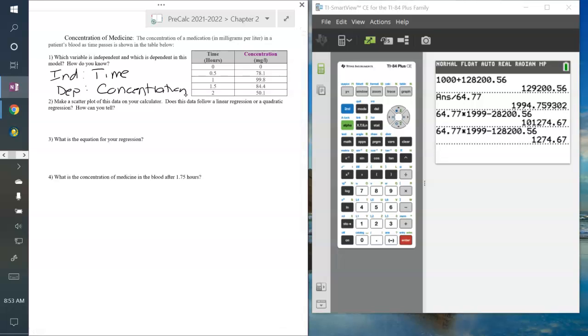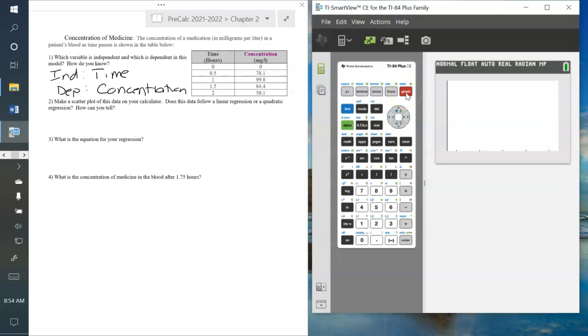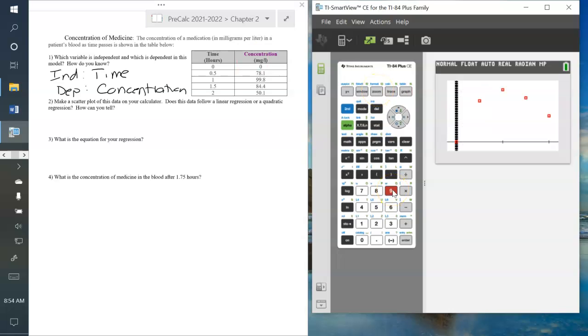All right, pause your video and make your scatter plot. Pause your video now. All right, so here is my data entered. Let's graph it for the scatter plot. Again, I can't see it, so adjust your zoom. Easiest thing to do is a ZoomStat since we're doing statistics. All right, this looks like a parabola to me. So therefore, we're going to use a quadratic regression.